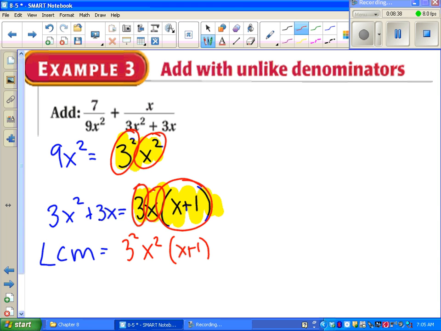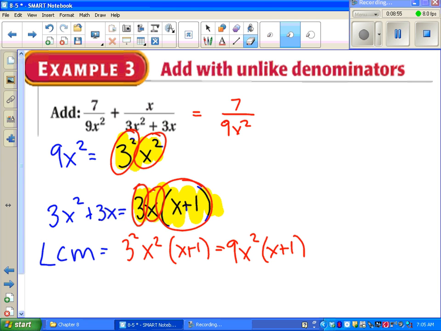Now let's see how we're going to use that in the problem. I'm going to rewrite my problem in factored form. By the way, this becomes 9x squared times x plus 1. The first fraction was already factored. The second fraction, not so much.